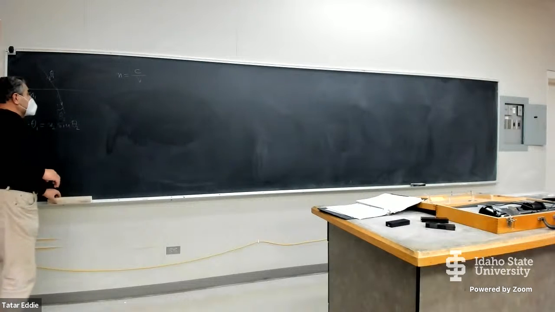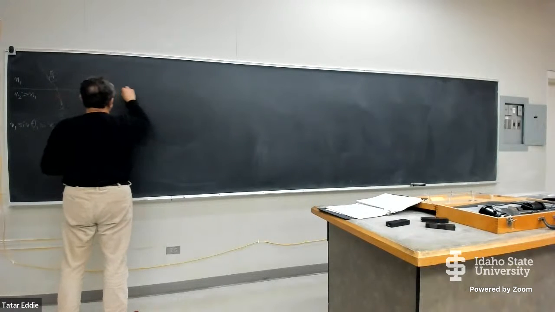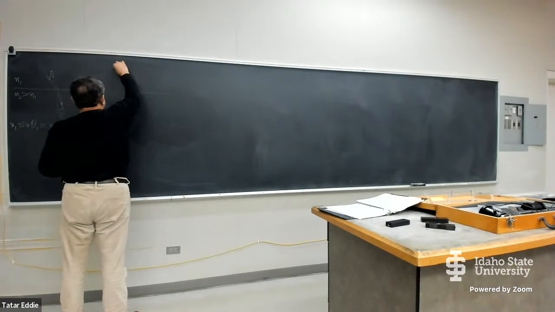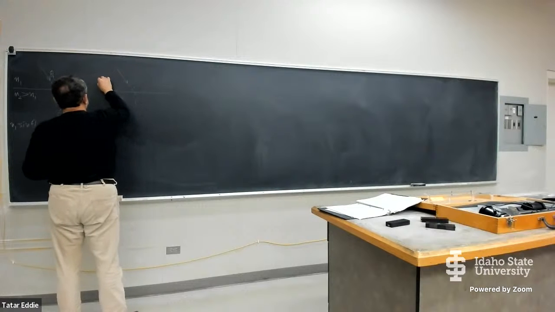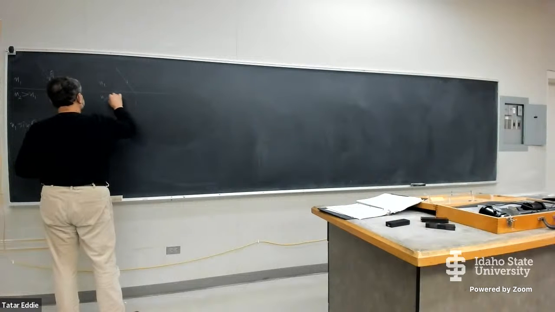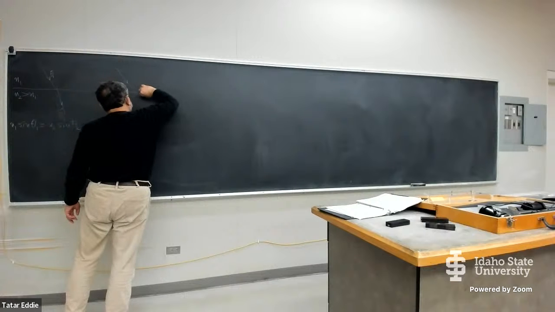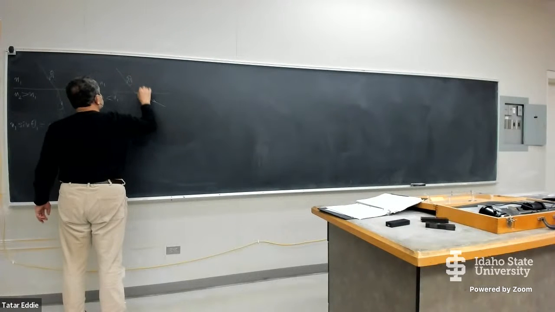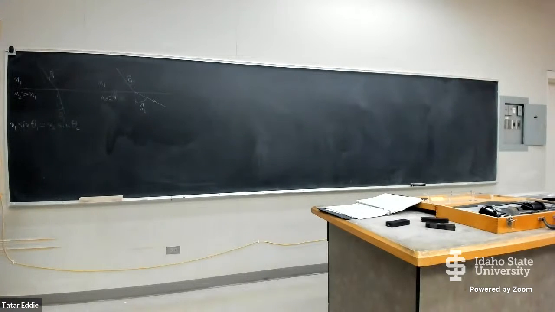But of course, if you have the opposite situation, here is again the incoming light ray, and here is N1, N2 smaller than N1. In this case, the light is going to be refracted this way. So this is theta 1, this is theta 2. The light is going to be refracted this way.